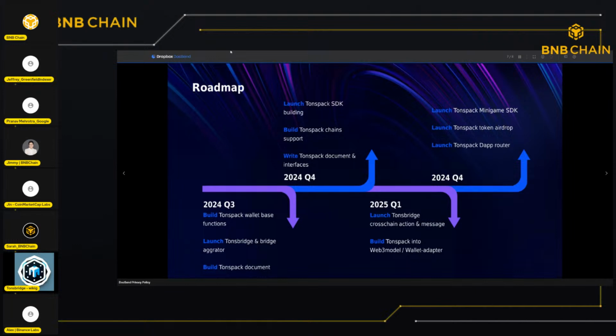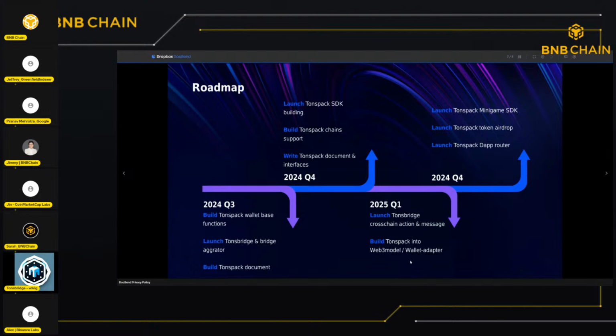Then we are going to add more chain support in the Tonspack wallet, including some other EVM chains. We're going to make mobile crypto all in one, just in the Tonspack wallet. We don't need many other things. Then in Q1 of next year, we are going to build cross transactions and messages in our Tonsbridge, especially for the bridge between the BNB Smart Chain and the Ton Chain. Also, we are going to add our Tonspack into Web3 modules and wallet adapters.